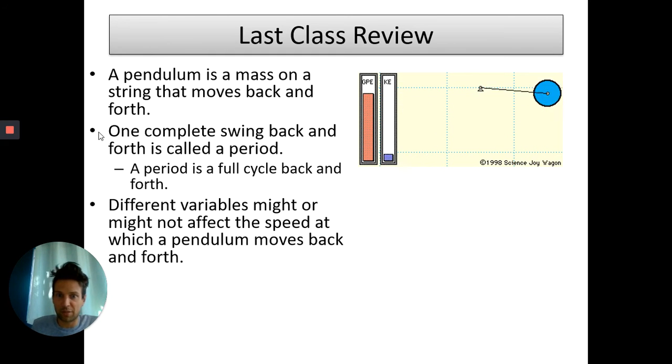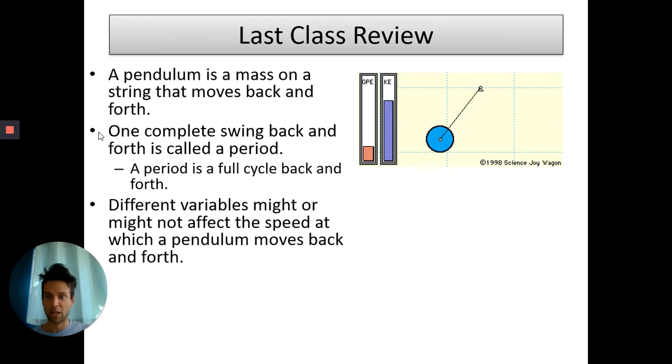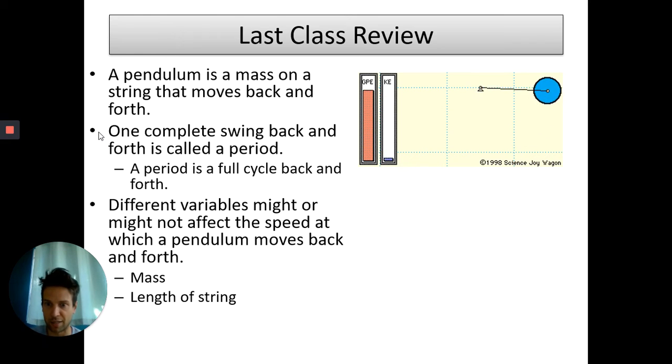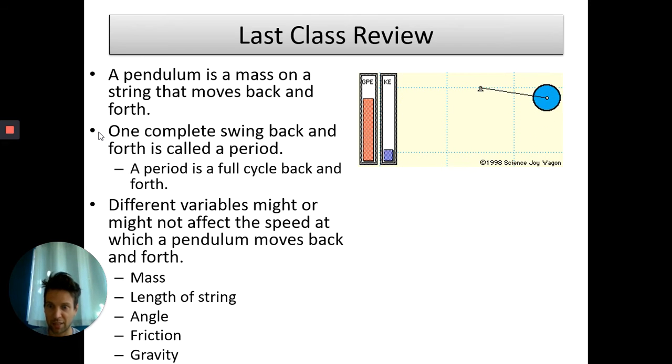And different variables might or might not affect the speed at which the pendulum moves back and forth. And that's going to be the point of this lab, to test which variables do affect it and which ones don't. And these are the variables that you can test on the online lab. You can test mass, the length of the string, the angle, how far you pull it back, the amount of friction, and also the amount of gravity.